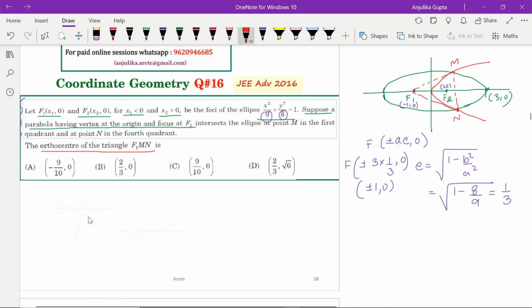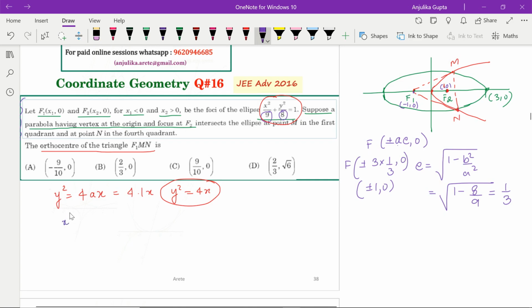That is not a problem at all. What's the equation of the parabola? Because the vertex is at the origin, it should look like y squared equals 4ax. And they just now said that F2 is the focus on this side, and the F2 coordinate is 1 comma 0. So a is 1, and your equation of the parabola is y squared is 4x. That's the equation of the parabola. To get M and N, you just need to solve the ellipse and the parabola, as simple as that.